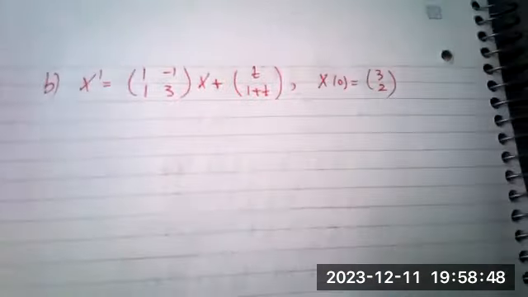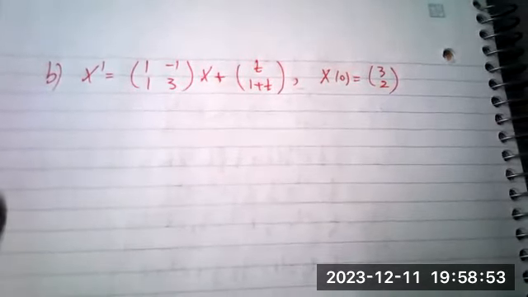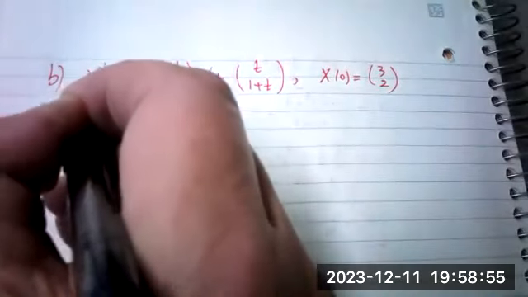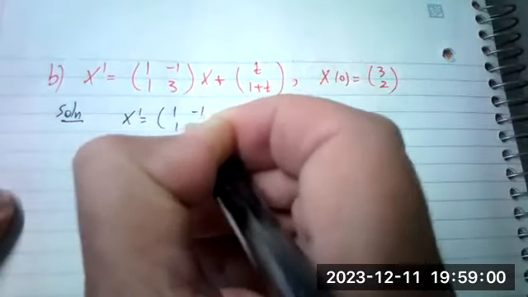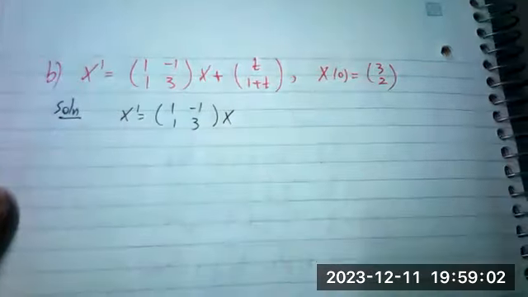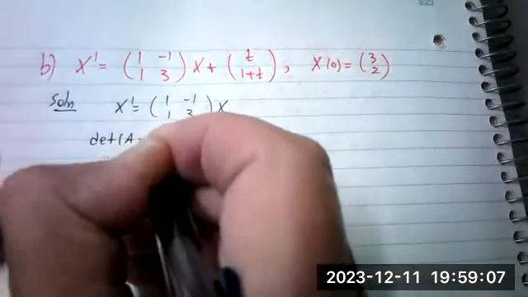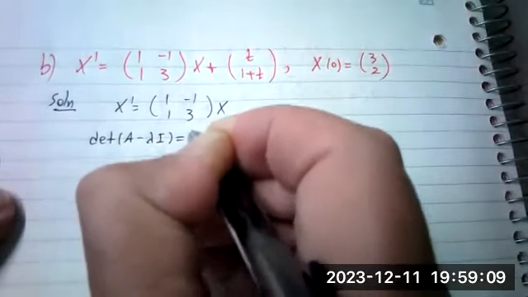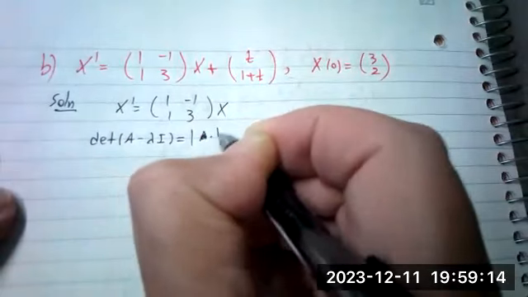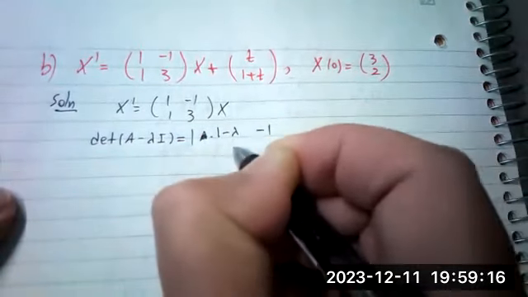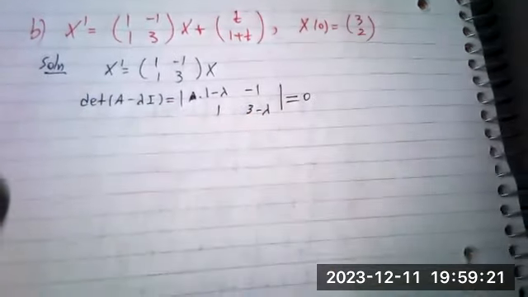So quickly, you have to solve the homogeneous one. Let's get the homogeneous one quickly. The matrix is 1, -1, 1, 3. Find the determinant of A minus lambda I, equal to 0. The matrix is 1 minus lambda, -1, 1, 3 minus lambda, and the determinant equals 0.